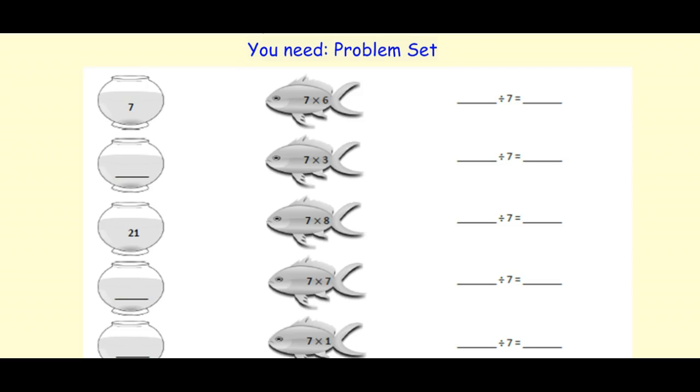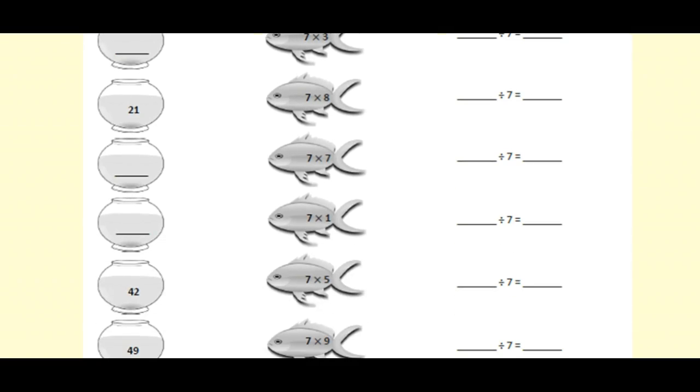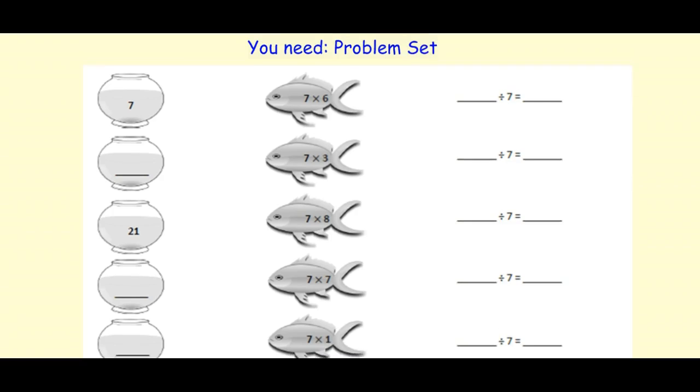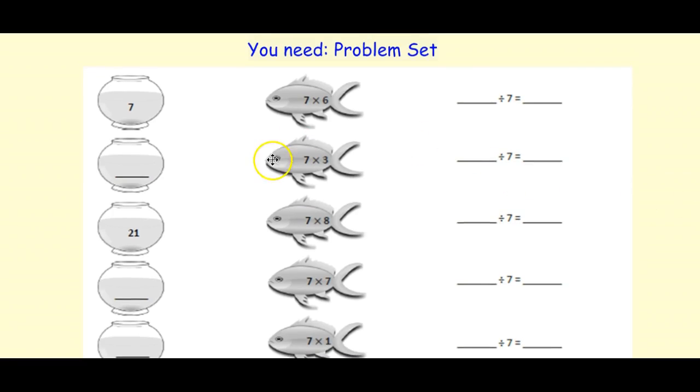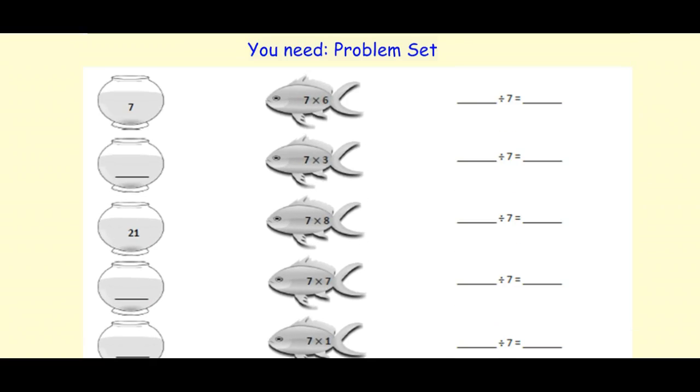I'm not going to go over this with you because this is what we just did in the concept development. First thing you need to do is skip count, and then this already has the multiplication equation for you, and you just have to write in the division equation. The only thing that you see about these multiplication equations is they did not give you the answer.